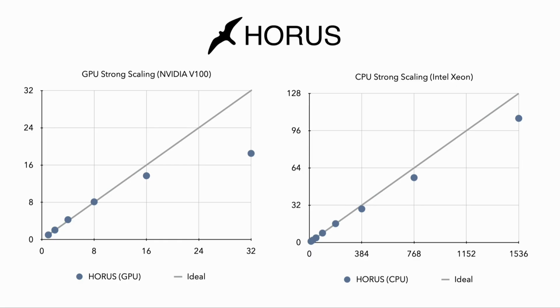HORUS, as I mentioned, can be applied on both GPUs and CPUs. So here's an example of GPU scaling on NVIDIA V100 GPUs. So you can see we scale by about a factor of 20 to 30.